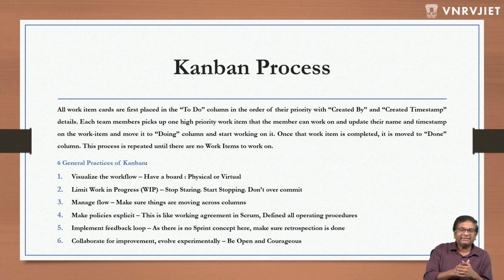There are 6 general practices of Kanban. First thing is visualize the work. Have a board, physical or virtual, because compared to Scrum, Kanban does require more visibility. These are tickets coming from production, used by the customers, so they have got more importance and you should have good visibility.